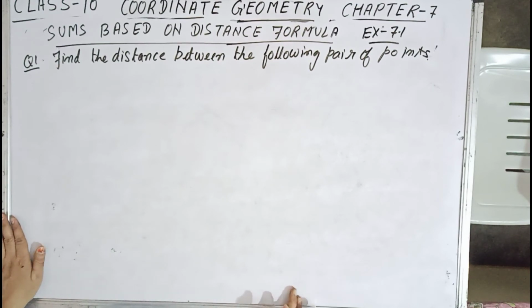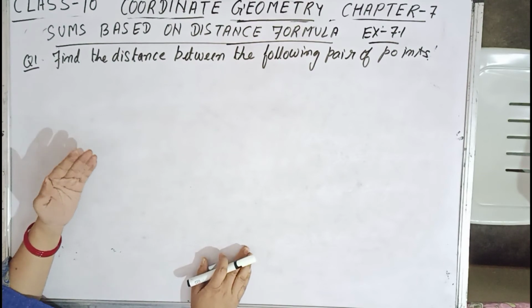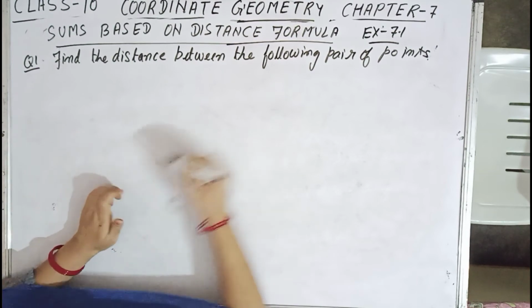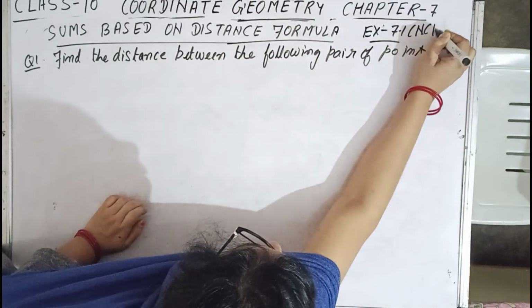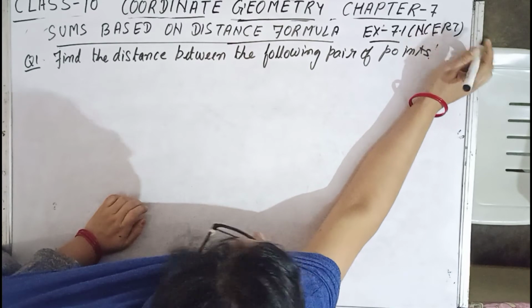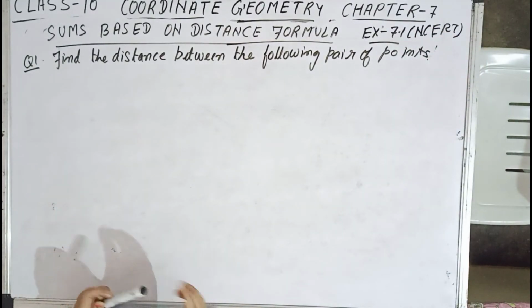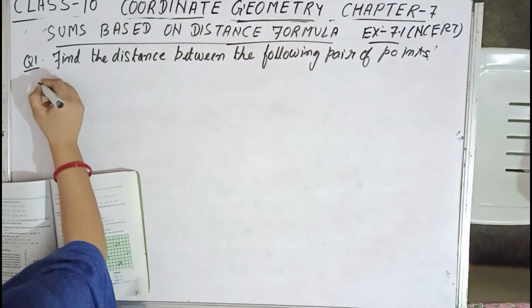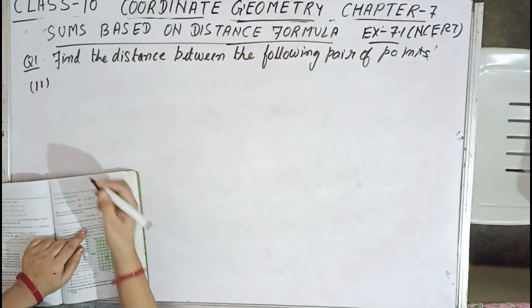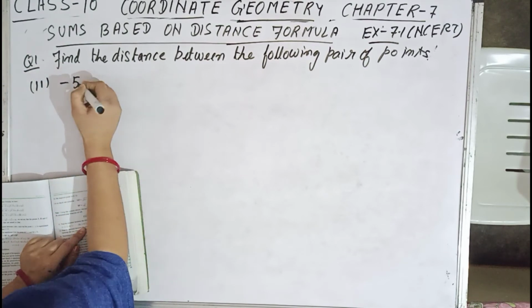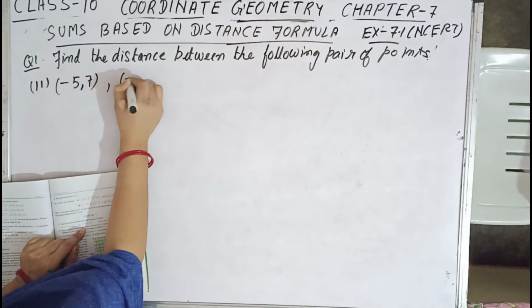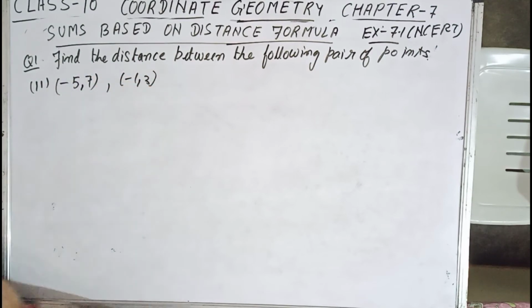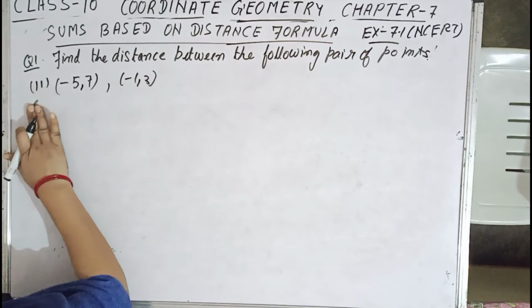Now let us start the topic, the sums based on the distance formula, that is Exercise 7.1 of NCERT. Question number 1 says: find the distance between the following pair of points. Three subparts are there. I will do any one and the rest 2 you will attempt on your own. I am doing subpart number 2. The points are given as -5, 7 and -1, 3. So let us start with the solution.